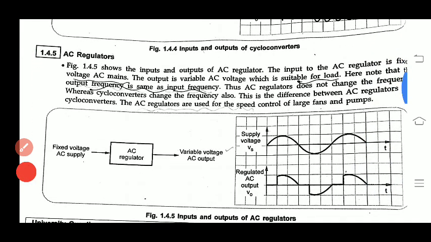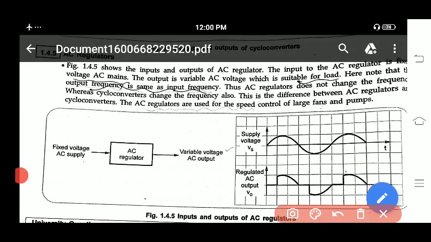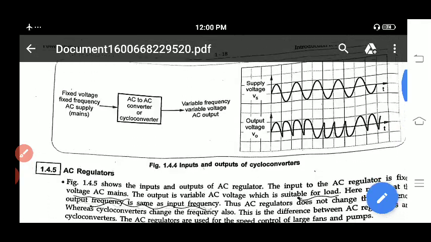Next we can have AC regulator. AC regulator is also an AC to AC converter, but you are just varying the voltage, but frequency will be constant. Fixed voltage AC supply, variable voltage AC, but frequency remains constant. Here you can see that frequency is constant, but only you are varying voltages. Here you are making it off. Here you can see this portion is absent in AC supply. In this negative cycle, this portion is absent. It represents that you are varying the voltage.